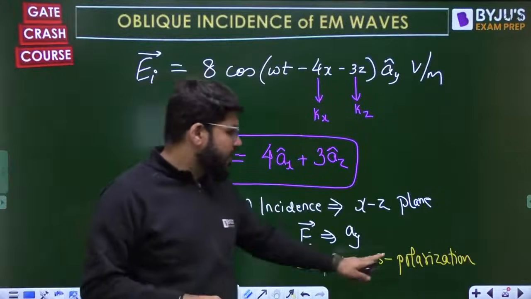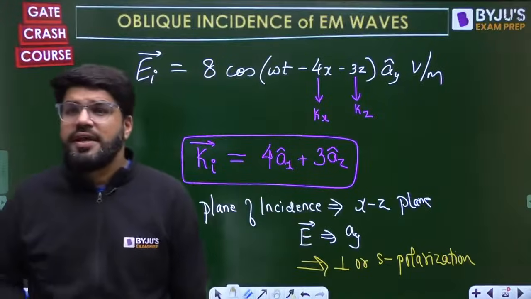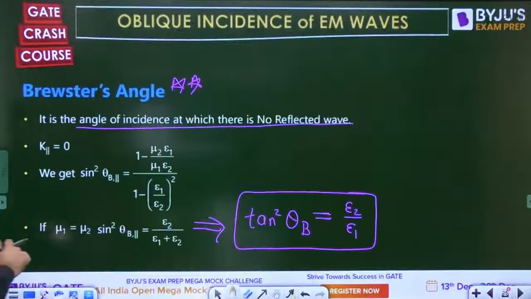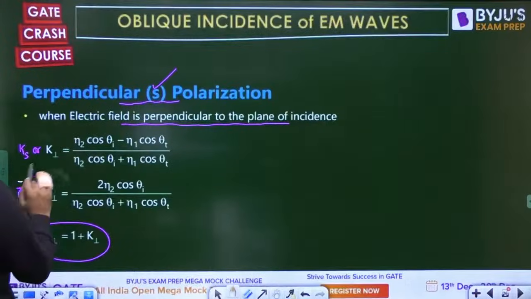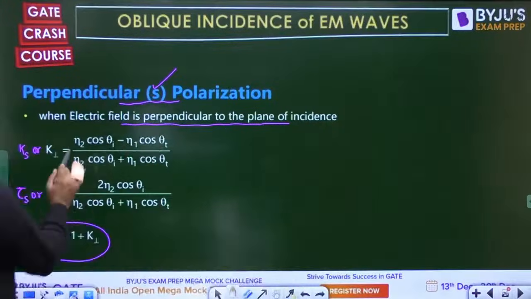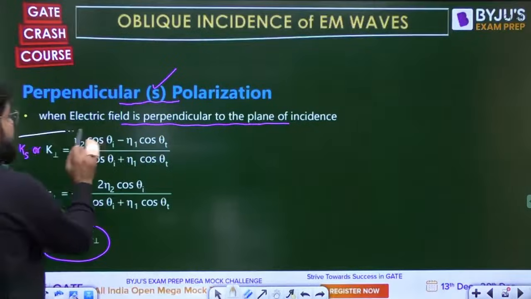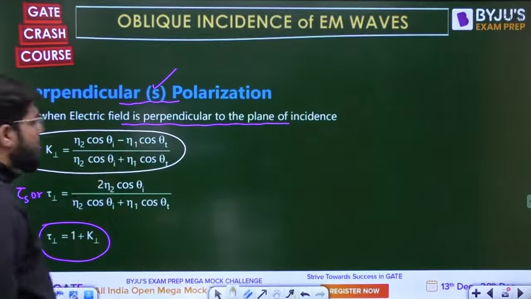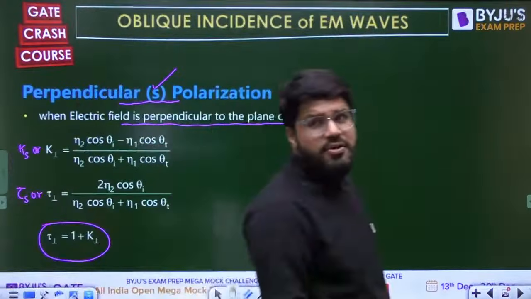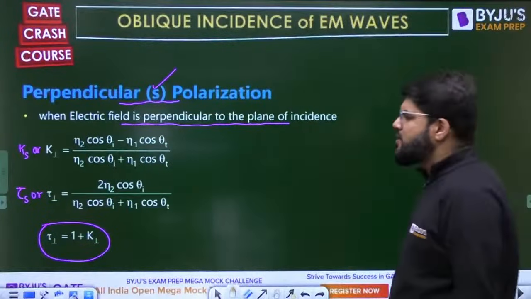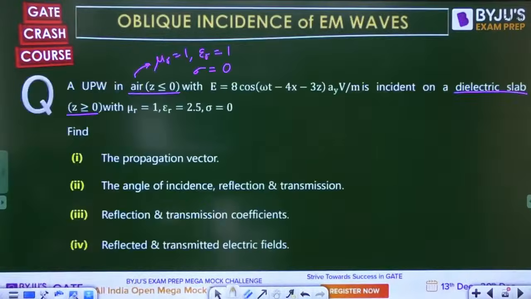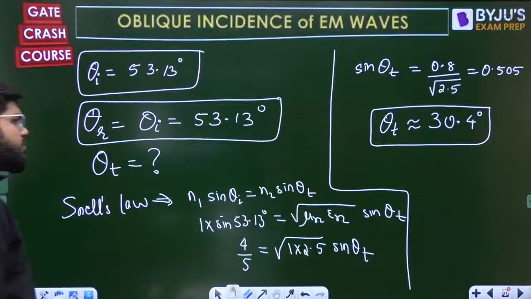Look, what polarization is it? It is the S polarization, the perpendicular polarization. So what are the formulas to be used? This is the S polarization formula, and I told you only calculate K. Tau will be 1 plus K, and K is given by the formula eta 2 cos theta I minus eta 1 cos theta T, divided by the plus of that. Okay, let's calculate these values and talk about the reflection and transmission coefficient.